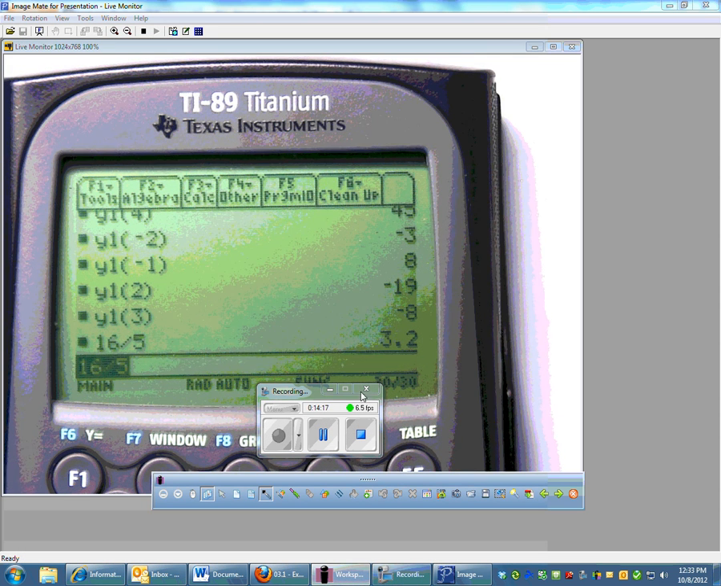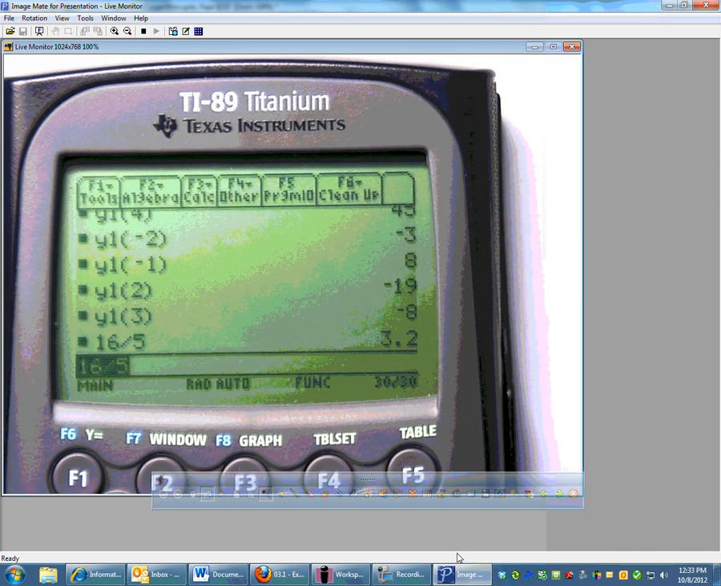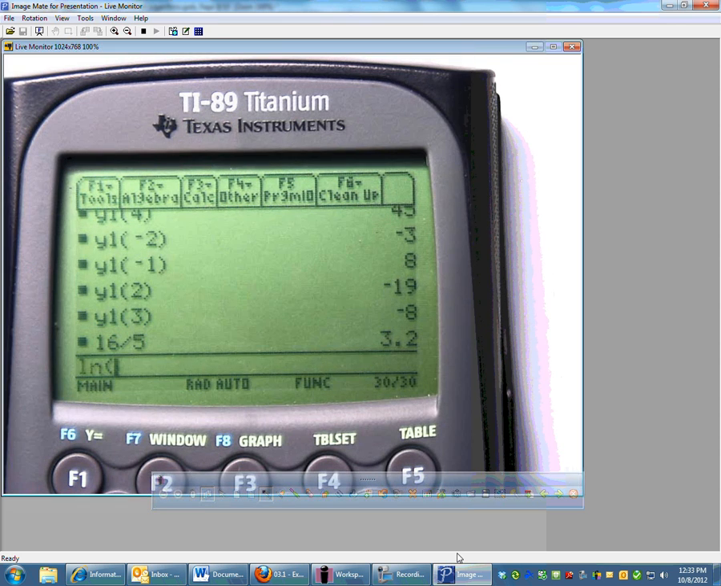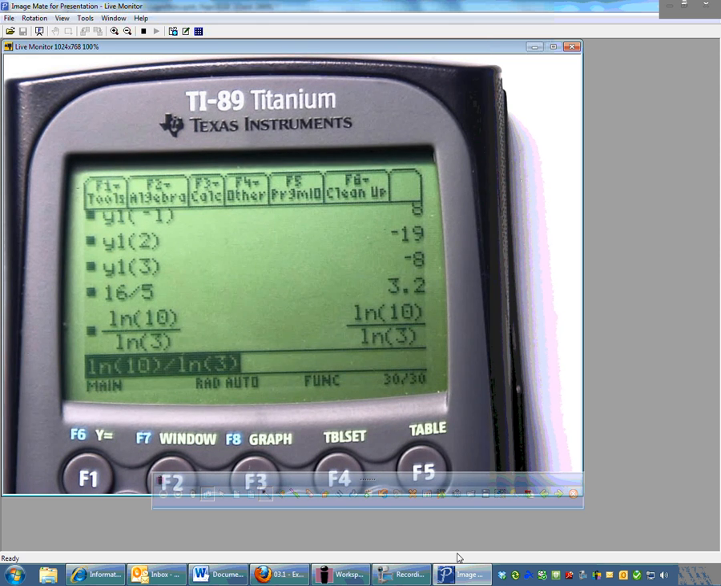So here's my calculator, and I'm going to do, what was it again? The natural log of 10 over the natural log of 3, and so I'll just punch in ln of 10 divided by the natural log of 3, and I'm doing this on an 89. On the 84s, there's an ln button, there's also a log button, you can do either one. And if I hit enter, the calculator just tells me this.